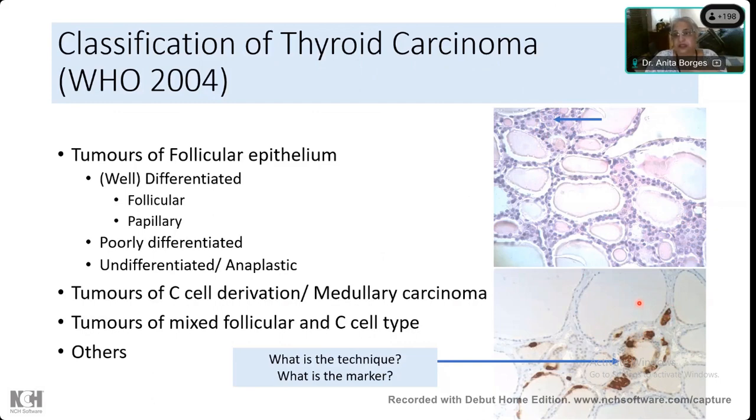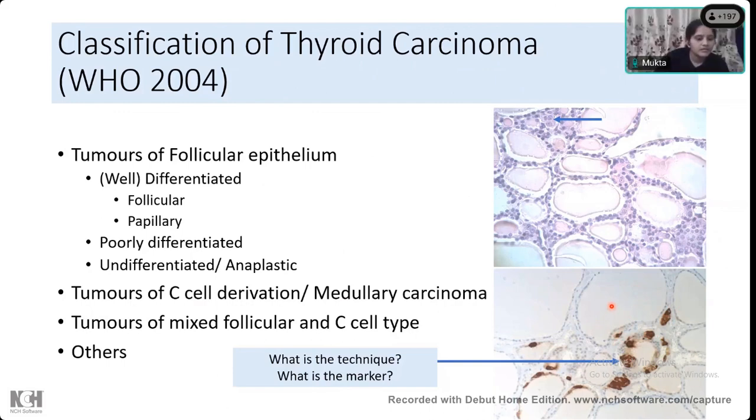Mukta, can you tell me, this is immunohistochemistry, and this immunohistochemistry is marking the parafollicular C cells. Now, can you tell me which of these three markers? Calcitonin. Calcitonin, synaptophysin, or chromogranin? Calcitonin. Very good. Why is it calcitonin, Mukta? Why isn't it synaptophysin? Why isn't it chromogranin?